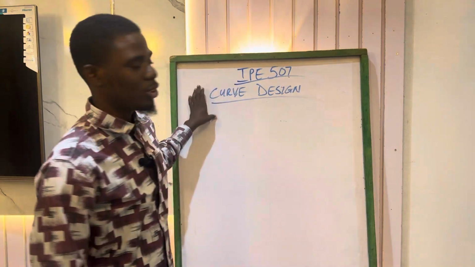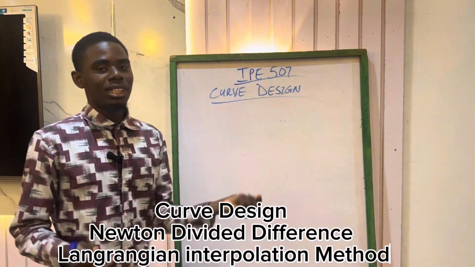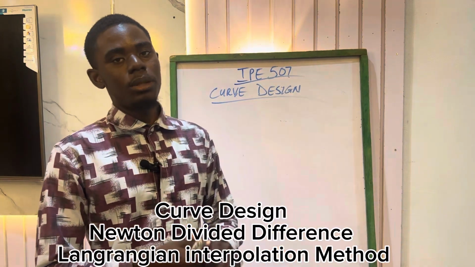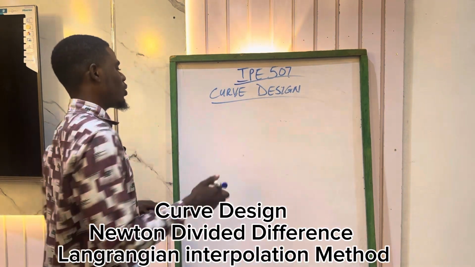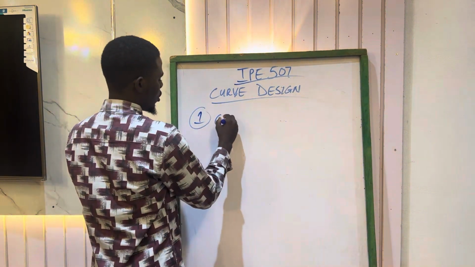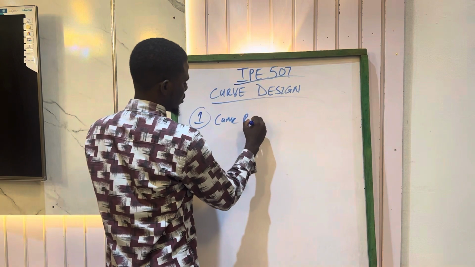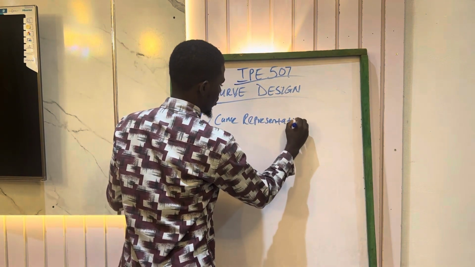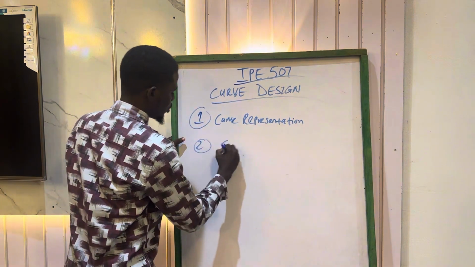So today we're going to be treating the topic curve design. On our curve design, what we seek to do is just to represent a curve with a polynomial equation. Under curve design, the two things that we seek to address are number one, curve representation, and then the other thing is shape control.